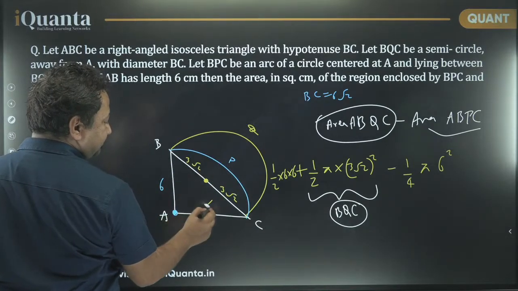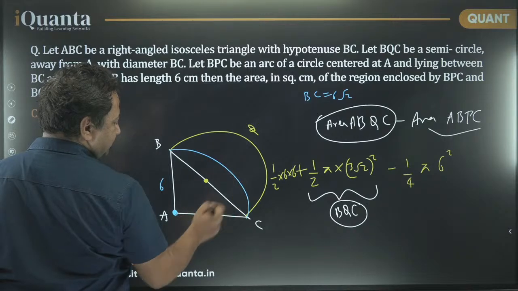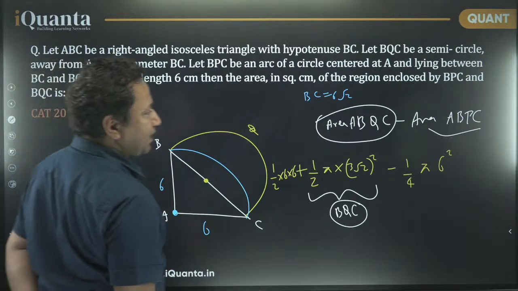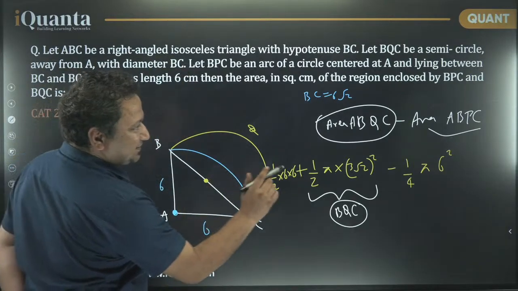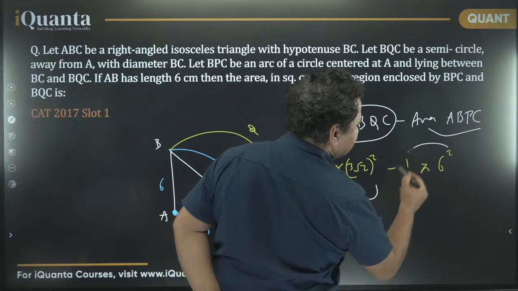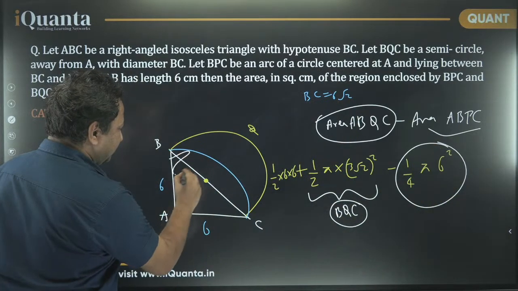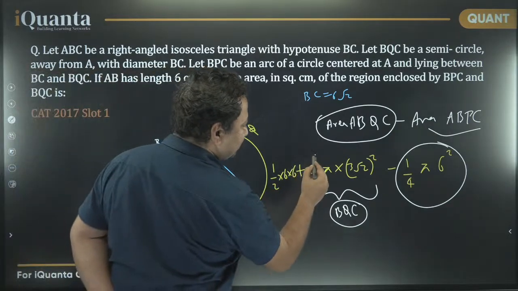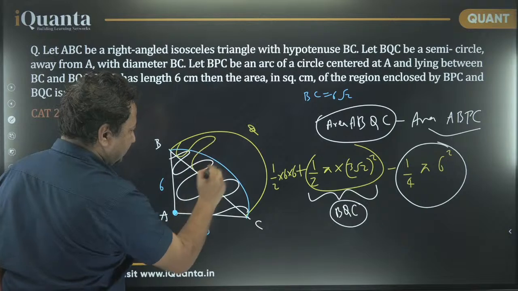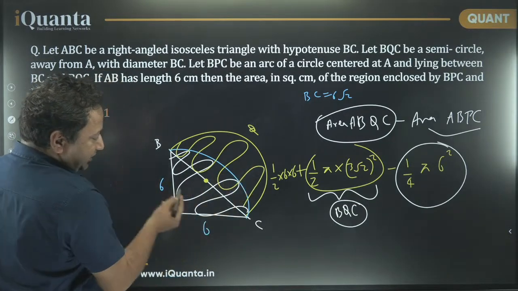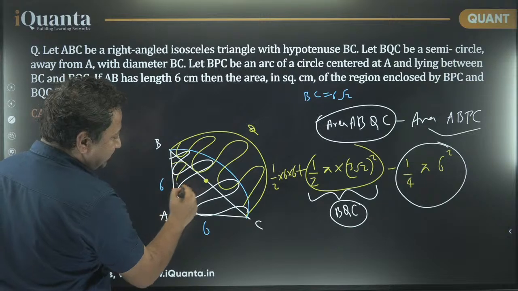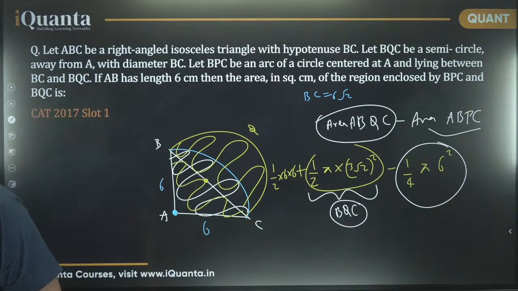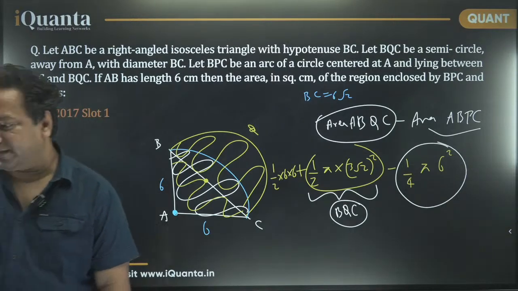Look again. This one, what is this? This whole. All right. And what is this? This whole. So if you subtract from this, this didn't come in at all. We need this too, right? That's why we need to add it. Understood?